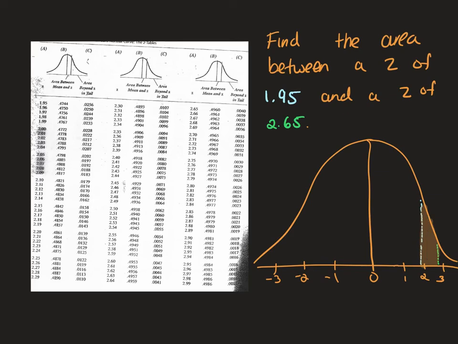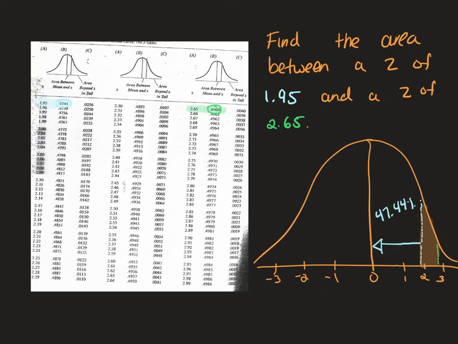Now, nowhere in my table does it give me the area between these two locations, but it does give me the area from each of these locations to the mean. So let's start by looking at those. The area for a z of 1.95 to the mean is 47.44%. So I can fill that in my chart. That's the segment from the z of 0 to the z of 1.95.